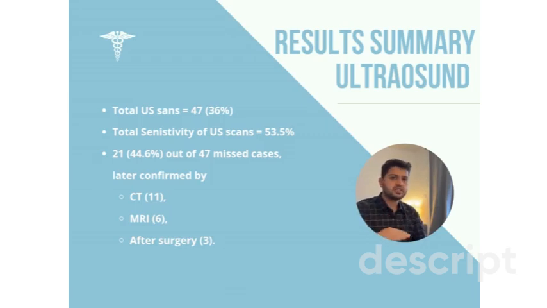We have analyzed the sensitivity variations according to age group in previous slides already. 21 cases were missed out of 47, making it 44% of total cases where ultrasound wasn't able to correctly identify appendicitis. So it's not a very reliable scan. Later, these 21 cases were offered CT scan or MRI, where 11 were picked up on CT scan and 6 were picked up on MR scan. Unfortunately, 3 of them did not have an imaging modality that could confirm the diagnosis, and they had surgery, and the diagnosis was confirmed after the surgery.